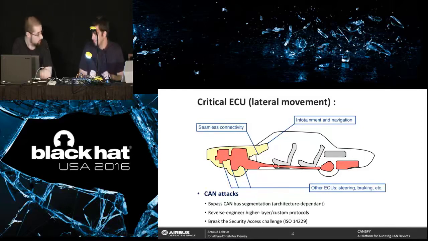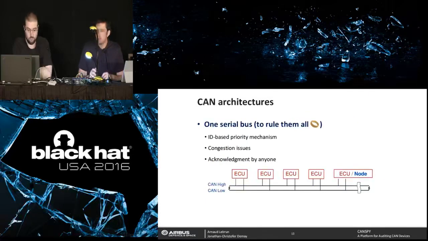So, CAN architecture. This is an example of the simplest CAN architecture you can find. You have several ECUs. In the CAN specification, they are called nodes, which is basically the same.